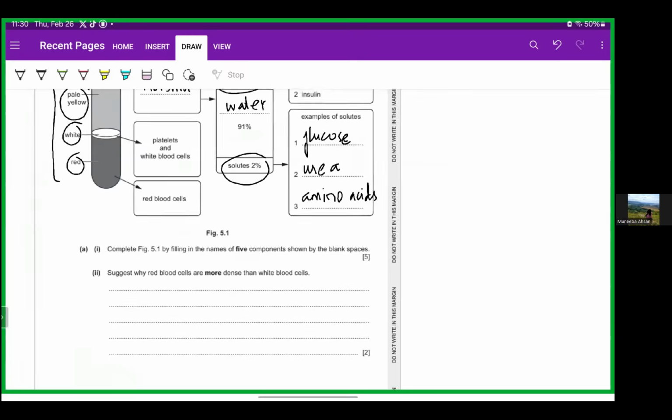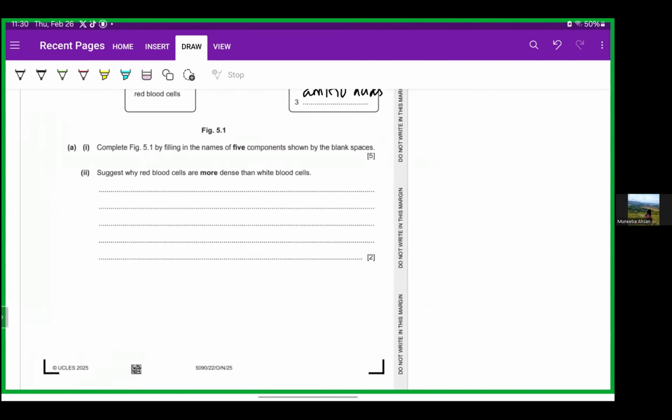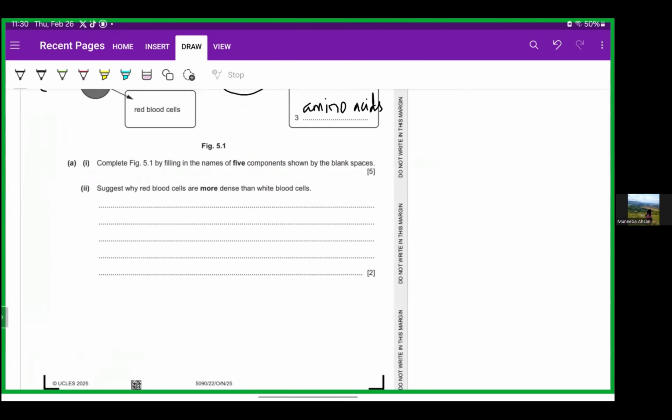Okay. Now in the first part, they asked you to complete the figure 5.1. Now they're asking you to suggest why red blood cells are more dense than white blood cells. So you know that red blood cells have two important things, which is the pigment. Which pigment? The hemoglobin. And a very important element, which is iron. Iron and the hemoglobin concentration makes the red blood cells denser as compared to white blood cells.